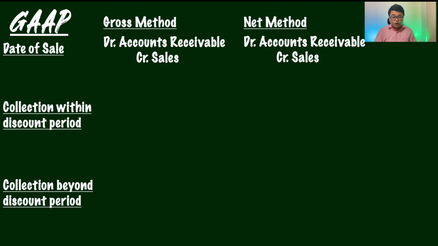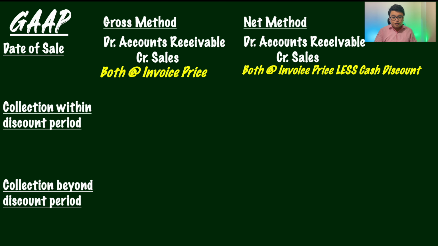For the date of sale, under the gross method, we will debit accounts receivable and credit sales. For the net method, we will use the same account titles. The difference is in the amount. For the gross method, both account titles will be at invoice price. Take note that it is already net of the trade discount. However, for the net method, the invoice price is further deducted by the potential cash discount. Under GAAP, we don't really consider the probability of the availment of cash discount for now.